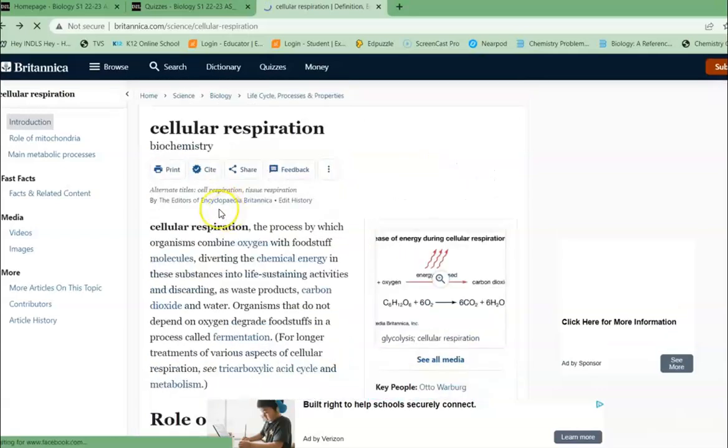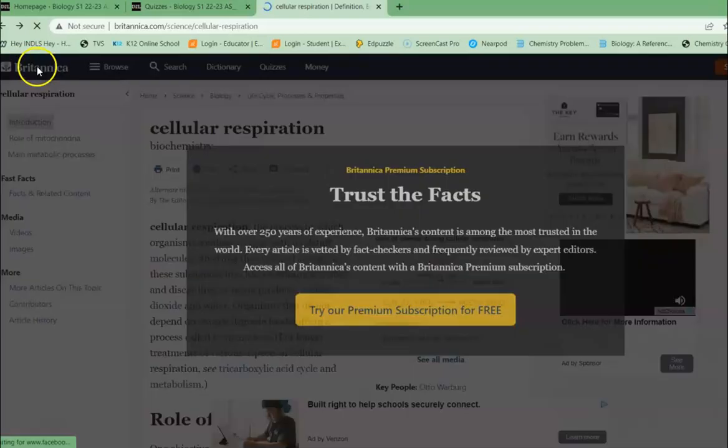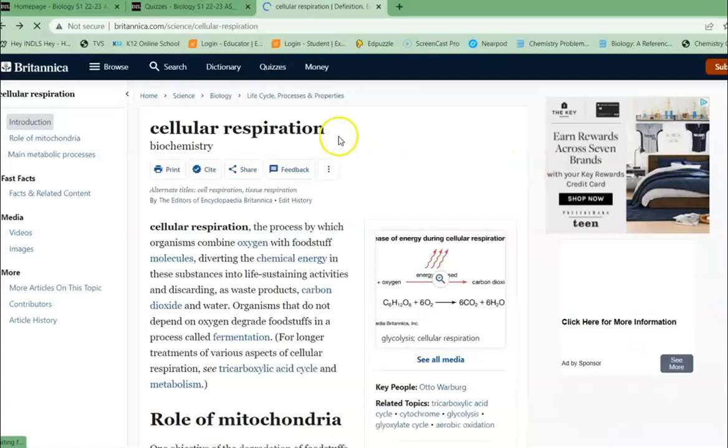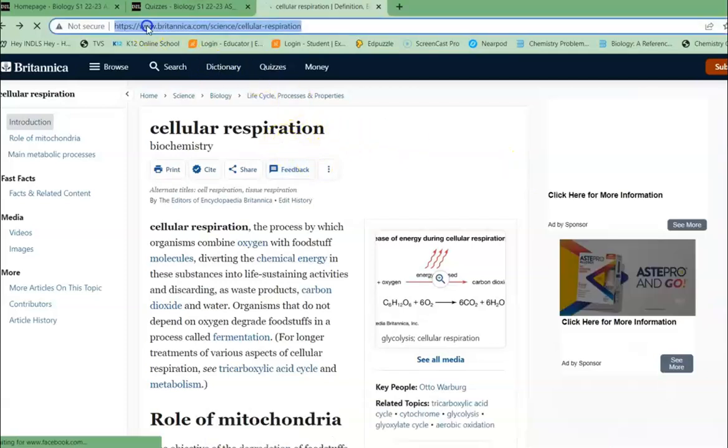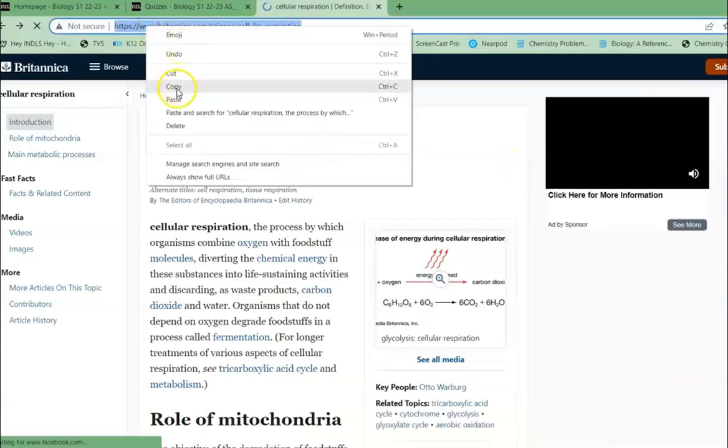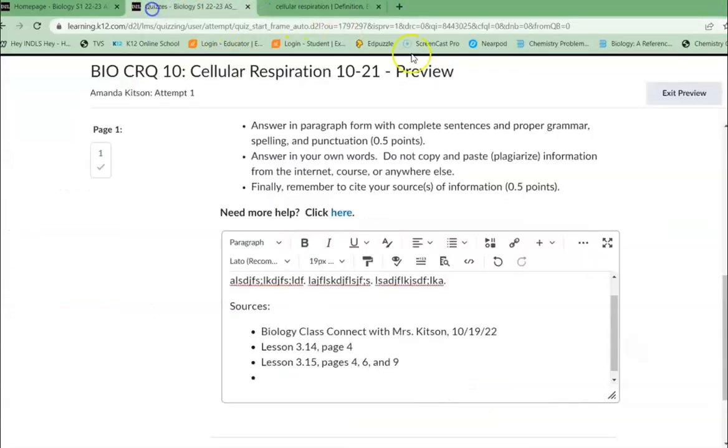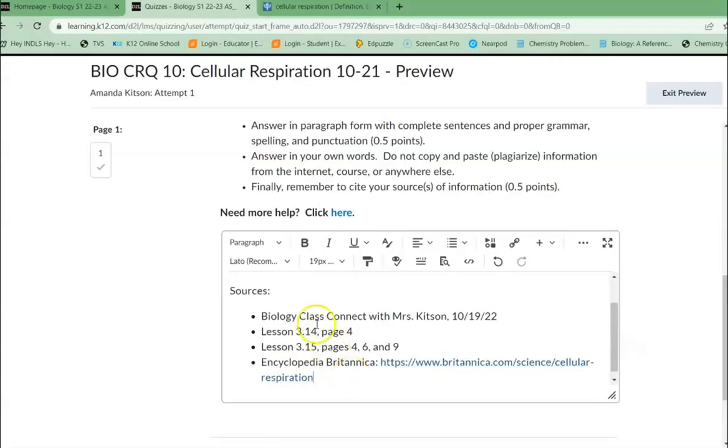So if you do use a website, which is fine, make sure it's legitimate, not Wikipedia. Encyclopedia Britannica is always a great website. Make sure you cite the source. All you have to do is right click on the website, copy, go back to your quiz, and put Encyclopedia Britannica, and then just paste the website in so that I know where you got it.